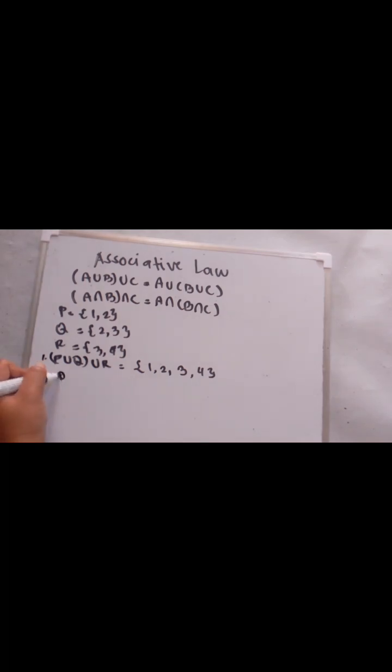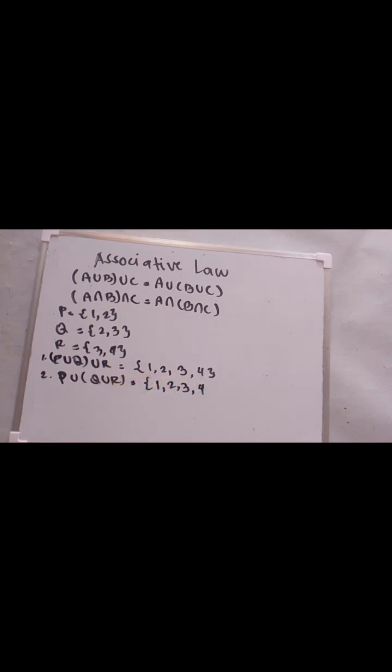The second expression is P union, the union of Q and R. Q union R, combining Q and R, is equal to the set of 2, 3, and 4. Then P union that is equal to 2, 3, and 4.